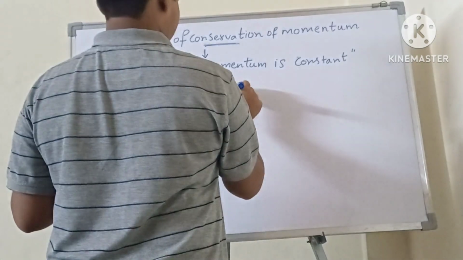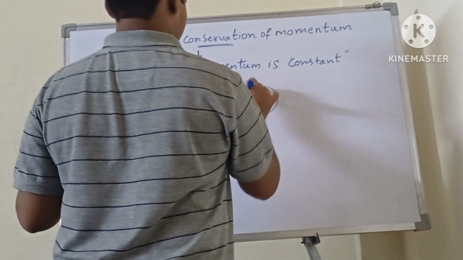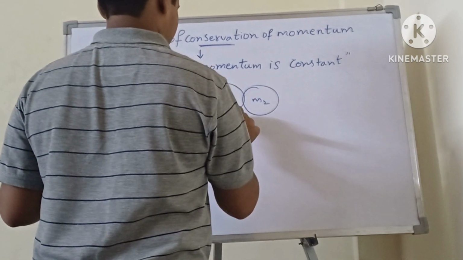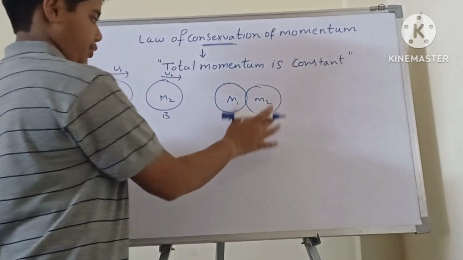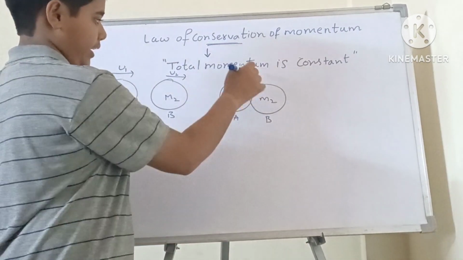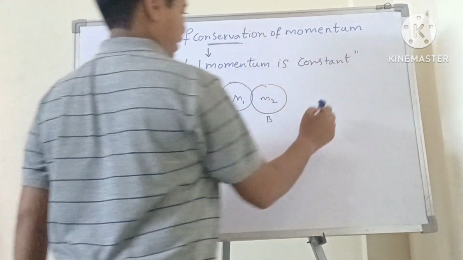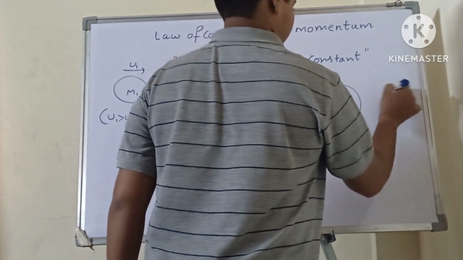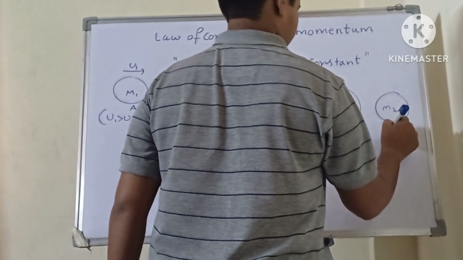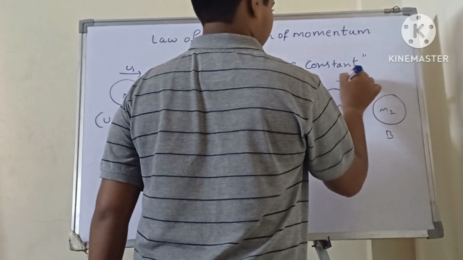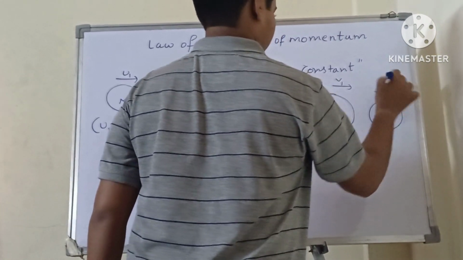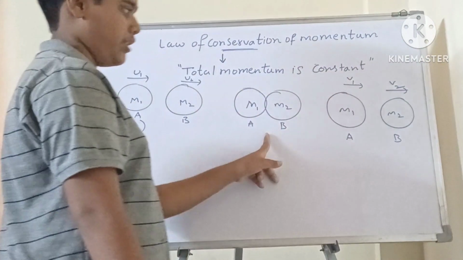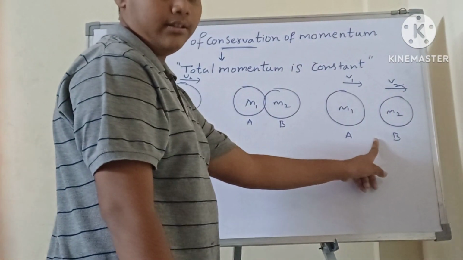So during collision, this is M1, this is M2 and this is A, B. This is during collision, colliding to each other. So after collision, this is M1 A and this is M2 B. This is going with V1. This is going with V2. Okay? This is before collision. This is during collision. This is after collision.